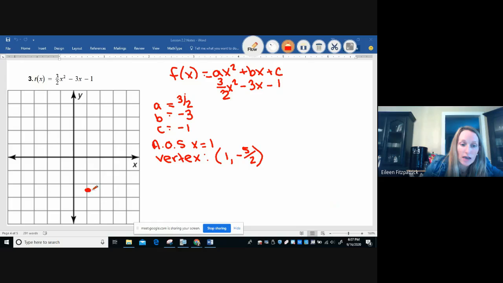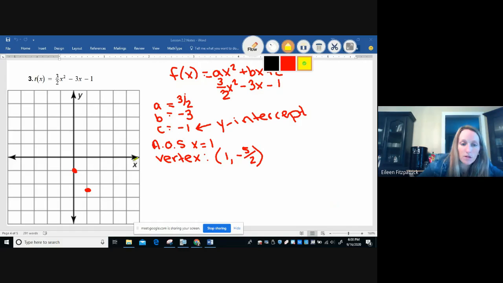All right, and then we can use that vertical stretch or shrink to do the pattern, right? So the pattern is usually out 1, up 1. We have to be careful because remember where we're sitting. Out 1, up 1, and then it would be out 2, up 4. But our up movements have to be multiplied by 3/2. So that's a little tricky. The other thing you can do is graph using the y-intercept. So since this value is your y-intercept, we can plot a point at negative 1 on the y-axis, right here.